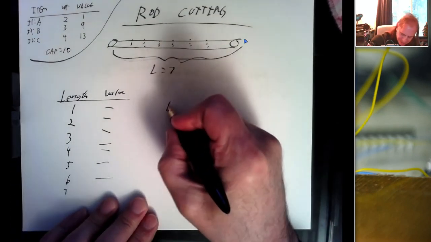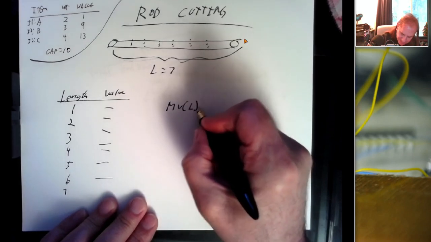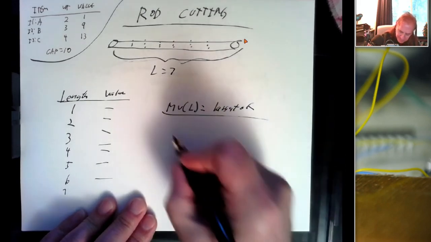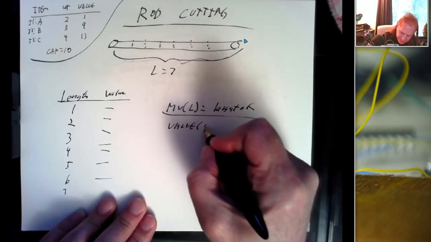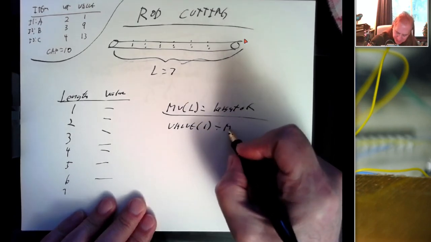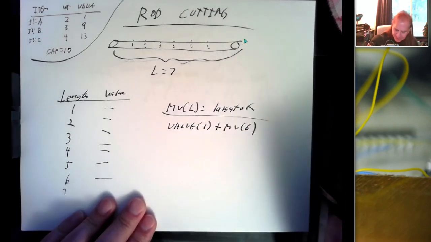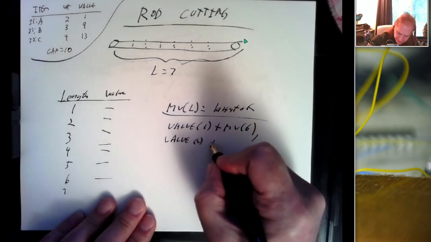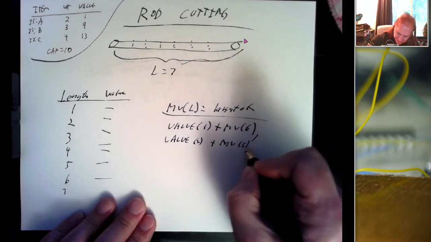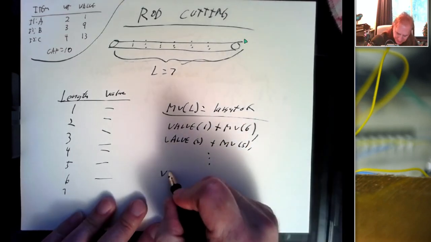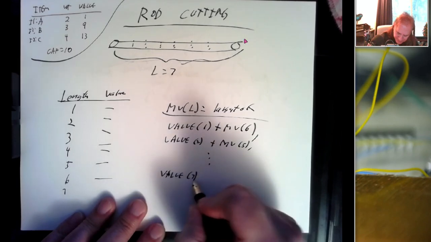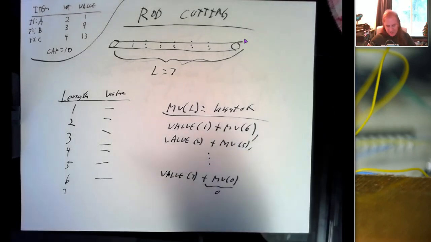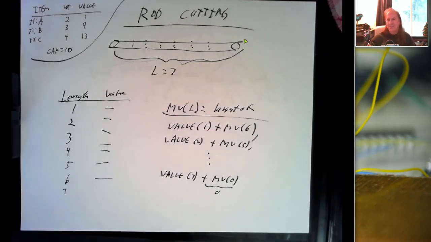And so we can say maximum value of length equals the largest of, well, the value of a 1-inch piece plus the maximum value we can get from the remaining 6 inches, or the value of a 2-inch piece plus the maximum value we can get from 5, and so on, all the way up to the value of a 7-inch piece plus the maximum value of a 0-inch piece, which is just 0. So it looks a lot like the knapsack problem.